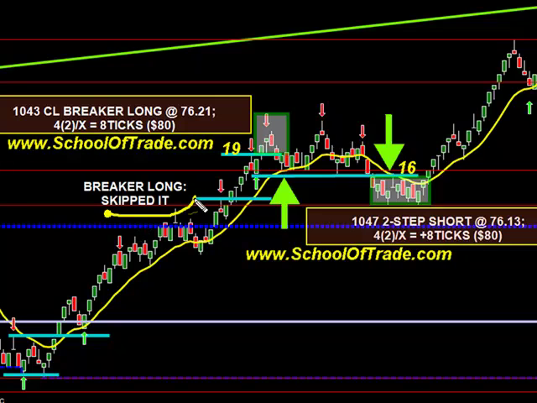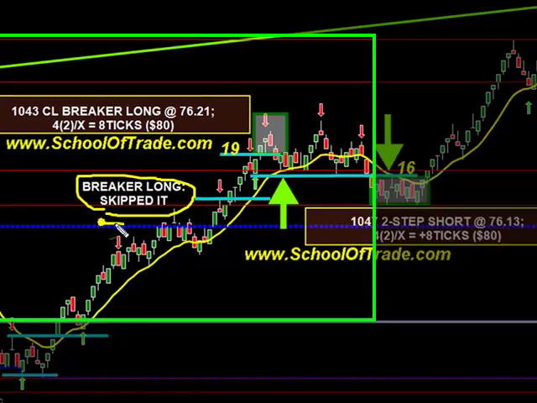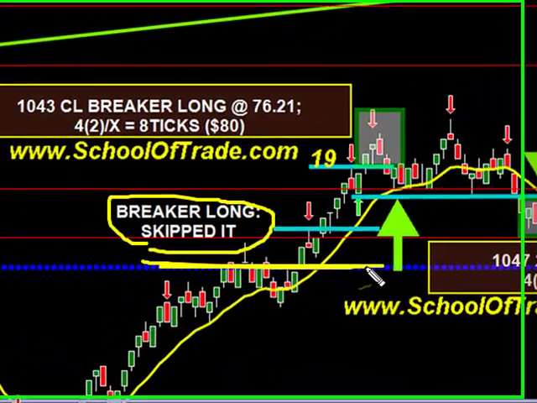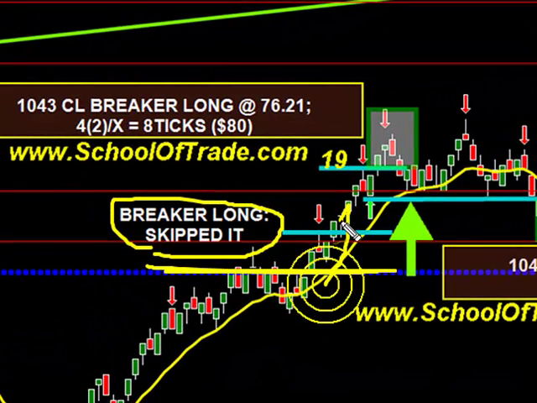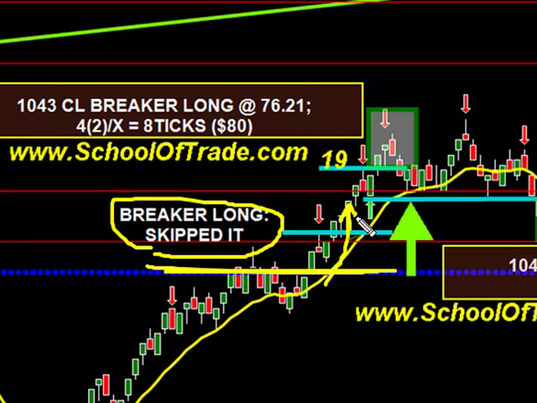So I waited to see that breaker long first, right? That first move above that 76 level. Once we saw that first breaker move, we saw the conviction as it began to run through these highs. I then said, everybody, now we look for the entry. Once we've seen that breaker move, we now know we have conviction in the market, which gives me the confidence that I need to get in for the next move here.